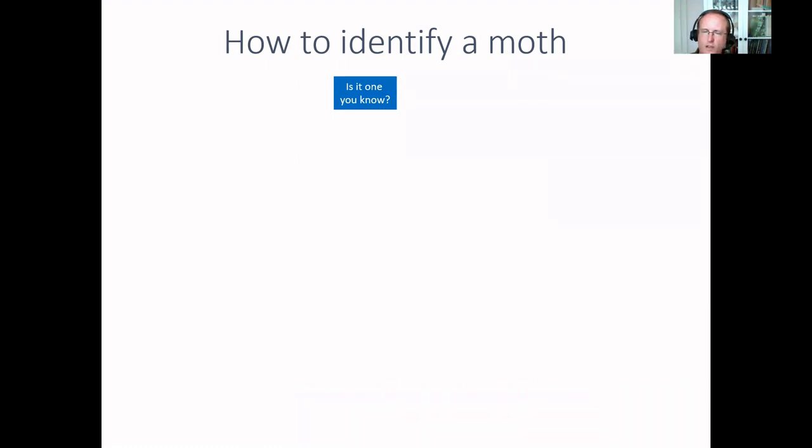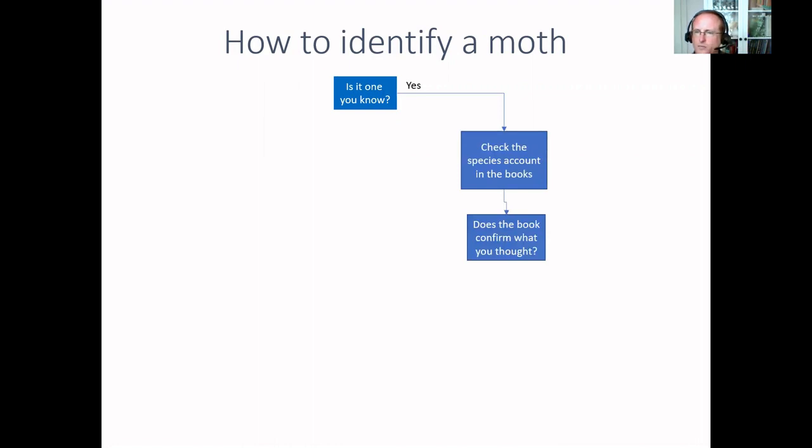So when I see a moth, is it one that I instantly recognize? And in the case of those previous two, it was something that I instantly recognize. So yes, I know what it is. But each time you come across something that you think you know what it is, it's always worth checking in the books. And I'll talk a little bit shortly about what that entails in terms of checking what the books say. But do the books confirm what you say? Yes, they do. Fantastic. You have your identification. It's as simple as that.